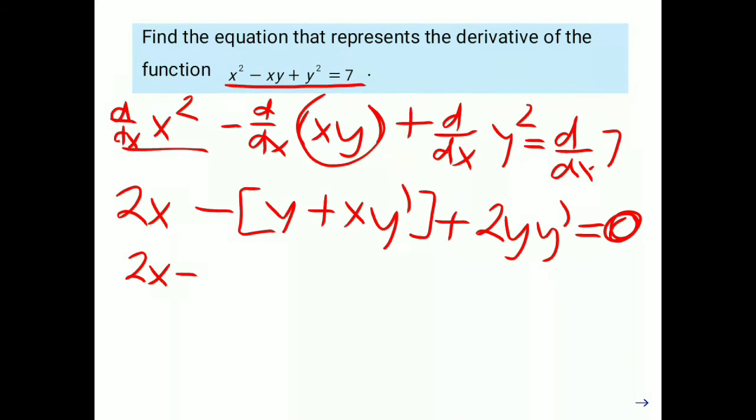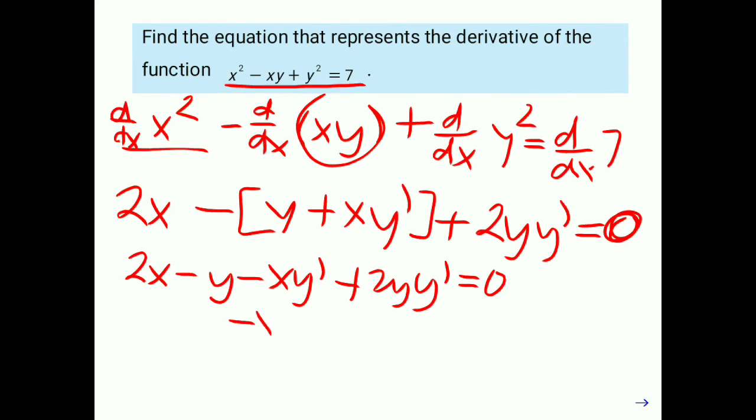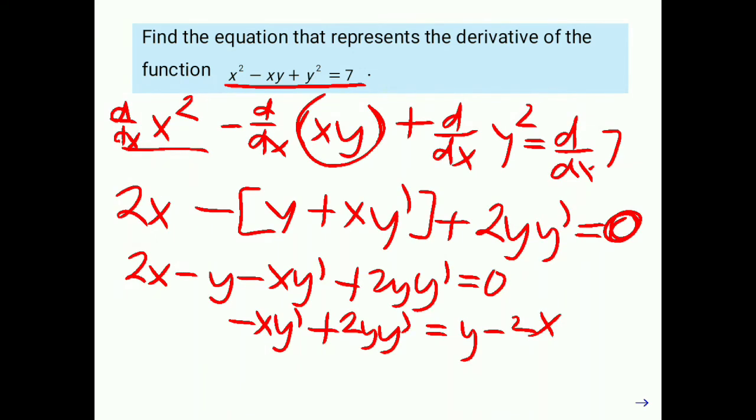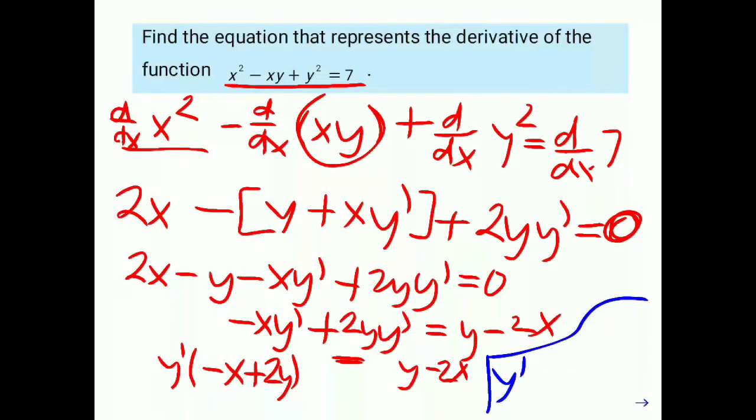That's 2x minus y minus xy prime plus 2y prime is equal to 0. So, isolate natin sa y prime. That's negative xy prime plus 2y prime is equal to y minus 2x. Then, yung y prime is factor out: negative x plus 2y, that's equal to y minus 2x. And yan, solve, dividing both sides by negative x plus 2y, that's just y prime is equal to y minus 2x all over negative x plus 2y. So, yan na yung sagot.